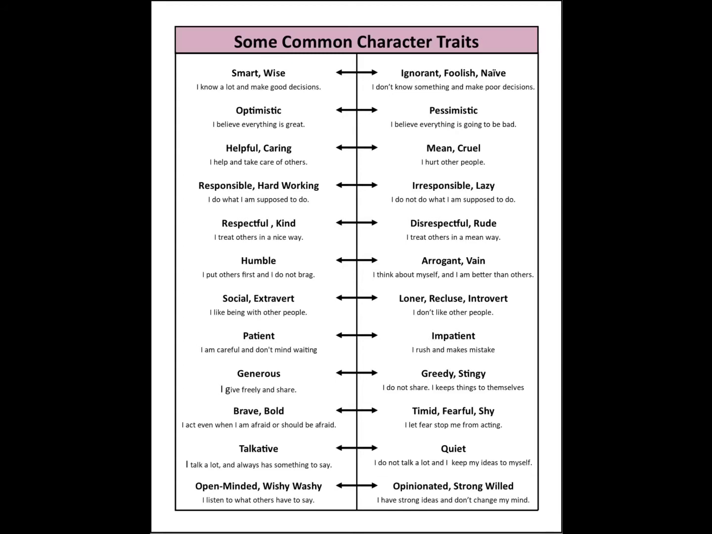And then some negative traits down the other side are ignorant, foolish or naive, pessimistic, mean or cruel, irresponsible or lazy, disrespectful and rude, arrogant or vain, a loner, recluse or introvert, impatient, which is the opposite of patient, greedy and stingy, timid, fearful, or shy. Maybe your character's quiet. Maybe they're opinionated or strong-willed. So think of the two characters in Amazing Grace and Apples to Oregon, and think about which of these traits on the list did the character show the strongest. Now think of the positive traits and the negative traits.